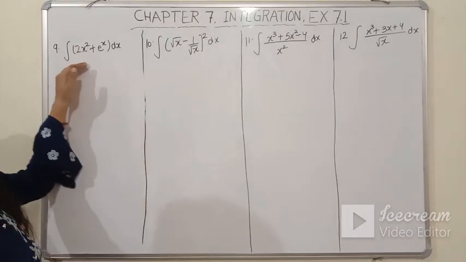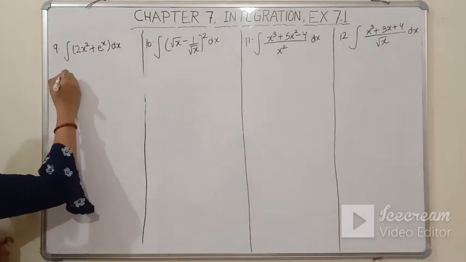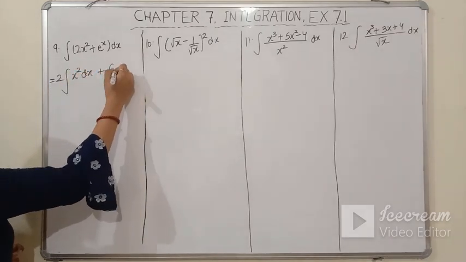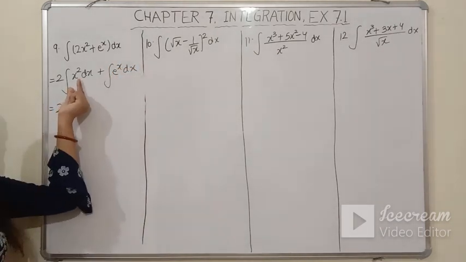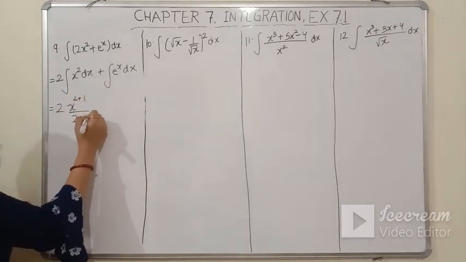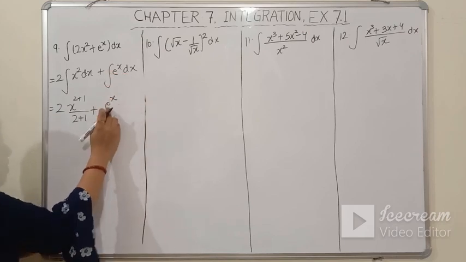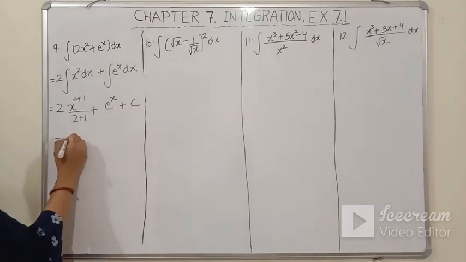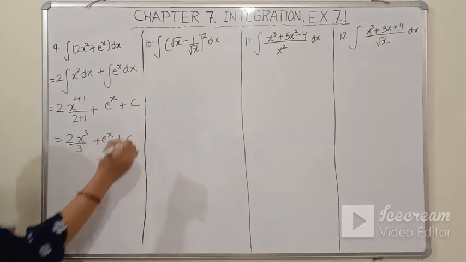So the next question is question number 9. Integration of 2x square plus e raised to power x dx. So in the same way, constant can be taken outside, integration of x square dx plus integration of e raised to power x dx. Now using the formula of integration of x raised to power n, that is x raised to power n plus 1 upon n plus 1, plus integration of e raised to power x is the same, e raised to power x, and the coefficient of x is 1. So we don't need to write down the 1 in the denominator. So it is going to be the same. So the final answer is 2x cubed by 3 plus e raised to power x plus c.